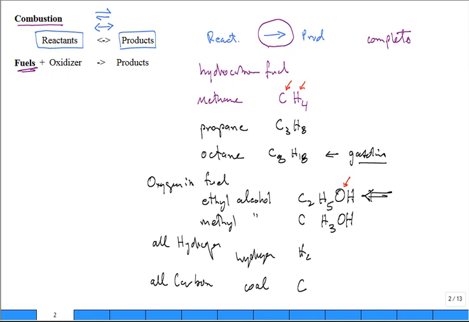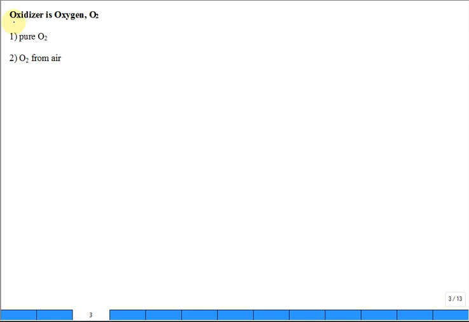What is our oxidizer? Our oxidizer is oxygen. And so where do we get our oxygen from? Well, you can go down and you can buy a bottle of pure oxygen from the gas supplier. And maybe you want to have a cutting torch. You'll have an oxygen bottle and an acetylene bottle, and you'll mix them, and that really has a high temperature for the combustion.